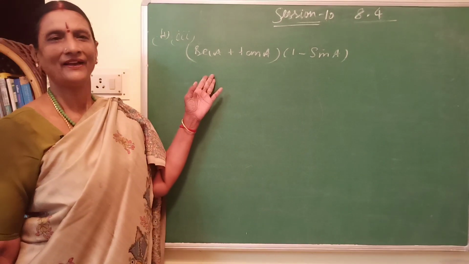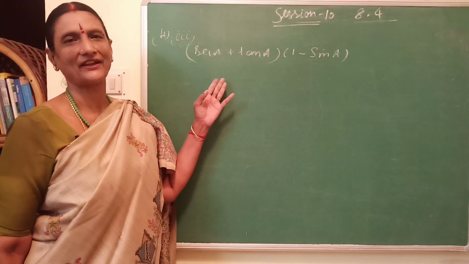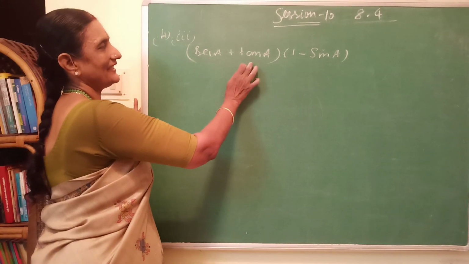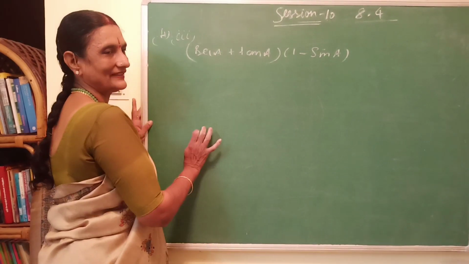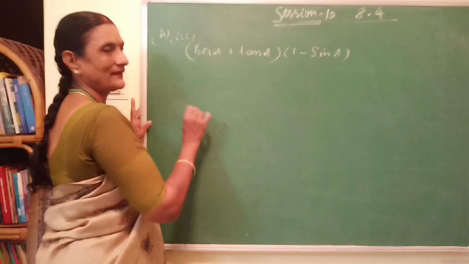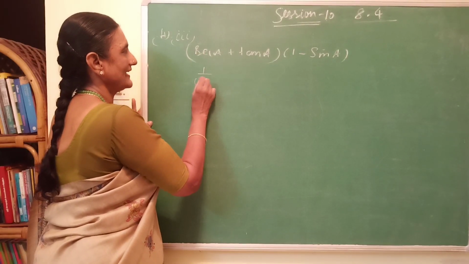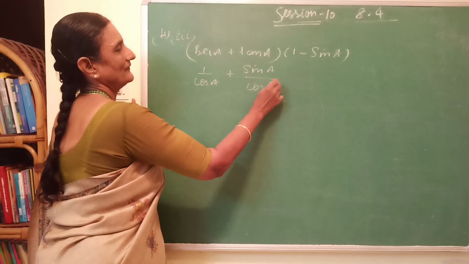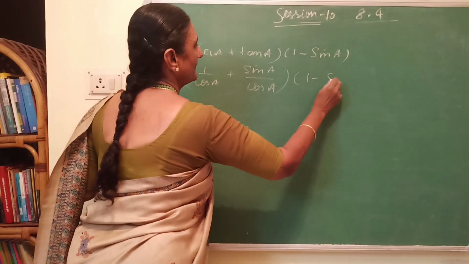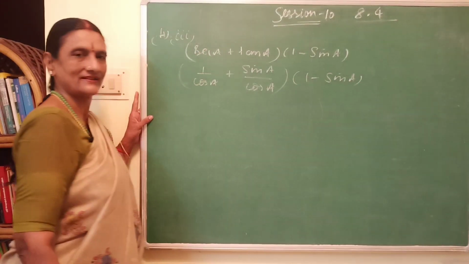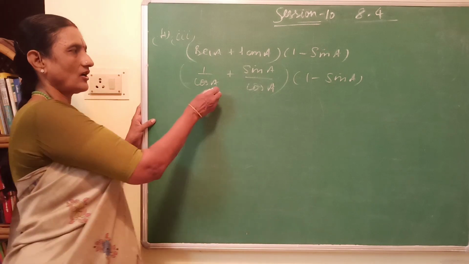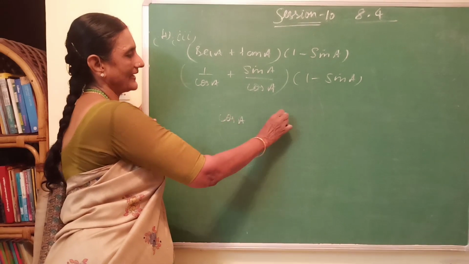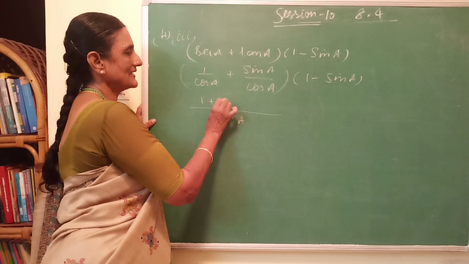Children, this sum also is slightly difficult, but it is very easy if you actually think and do. Okay. Now, here secant A is given, tan A given, and 1 minus sine A. Now, secant and tan can be written as 1 by cos A plus sine A by cos A. Of course, the second factor is 1 minus sine A, we are writing like this. So, this is your first step. Cos A and cos A have the same denominator. Therefore, I am just writing this as 1 plus sine A.